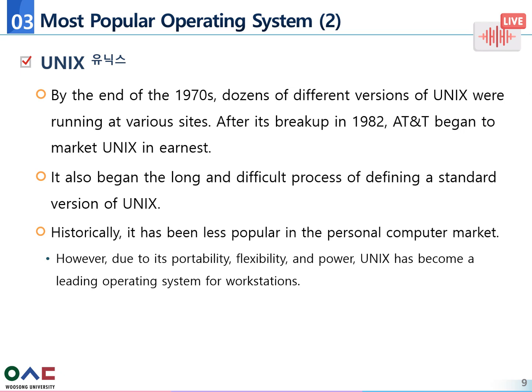By the end of the 1970s, dozens of different versions of Unix were running at various sites. After its breakup in 1982, AT&T began to market Unix in earnest. It also began the long and difficult process of defining a standard version of Unix. Historically, it has been less popular in the personal computer market. However, due to its portability, flexibility, and power, Unix has become a leading operating system for workstations.